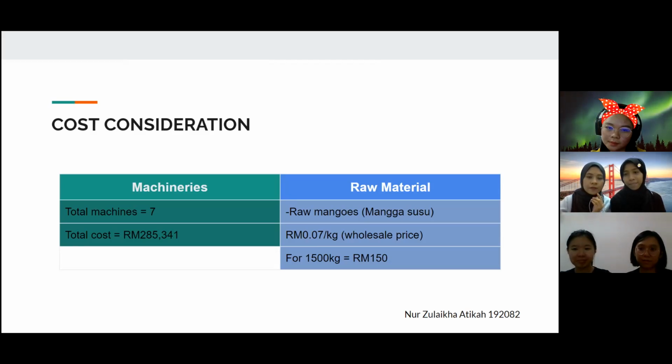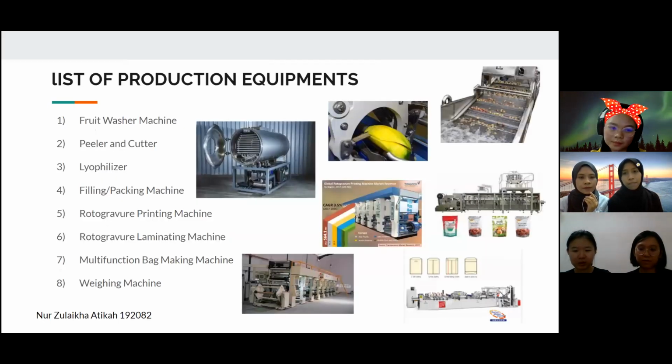So the raw material, we have raw mangoes, which we have for 1,500 kilogram. We can have RM 150. Okay, next. Okay, this is our list of production equipments that I have already stated before. Next.